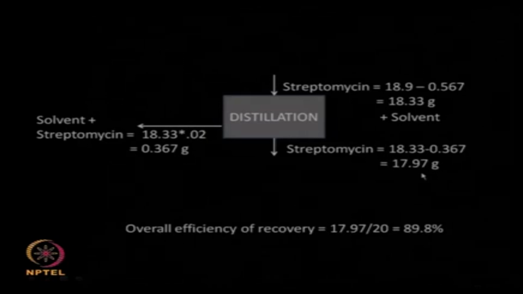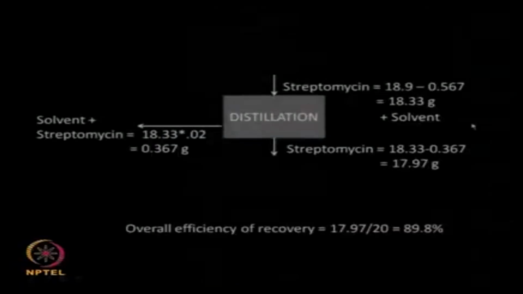So you started with 20 grams of streptomycin in the mother liquor after fermentation, then you have a filtration where some liquid is lost with the biomass, so some streptomycin is lost, then you have an extraction where the solvent is able to remove only 97% of the streptomycin, so remaining 3% is lost, and then after that when you do the distillation 2% of the streptomycin is taken away by the distillation process. So only 17.97 grams of streptomycin you are able to recover in hand.